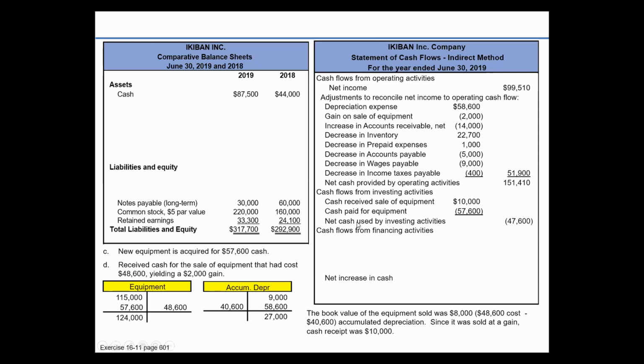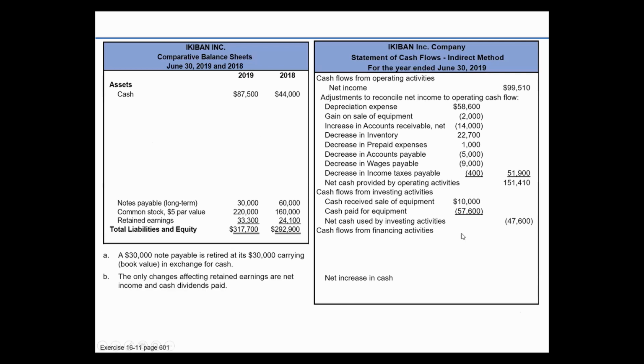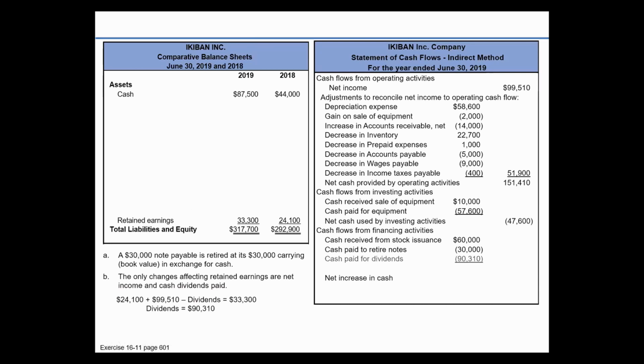So then the net cash used by investing activities would subtract from this 47,600. And then we have some financing activities yet. So we paid cash to retire notes of 30,000. We had cash received from a stock issuance of 60,000, paid a cash dividend of 90,310. So the net cash used for financing activities is 60,310.